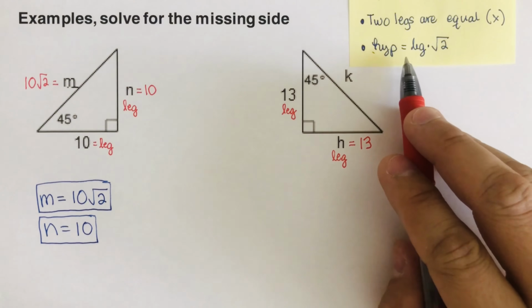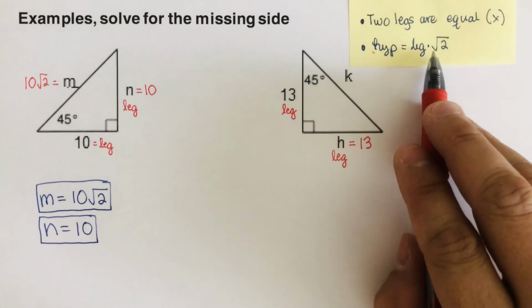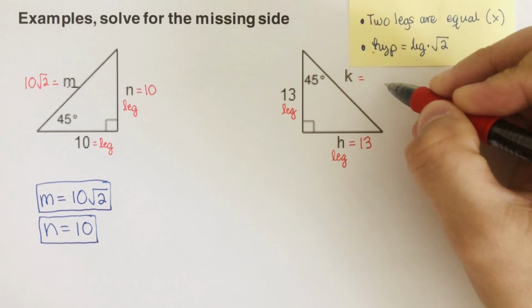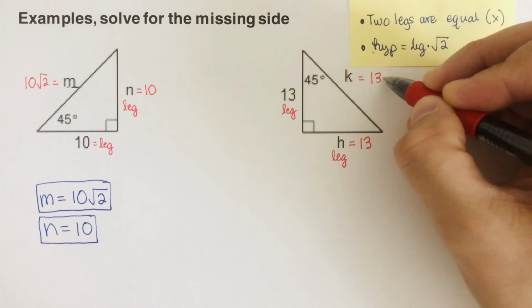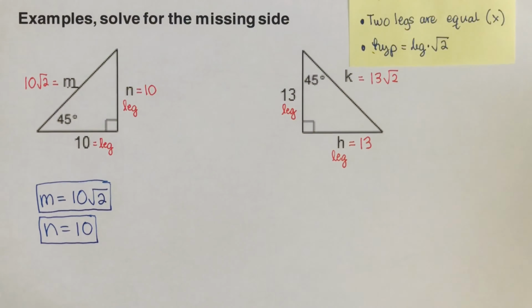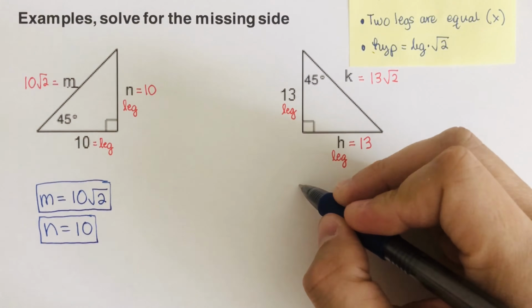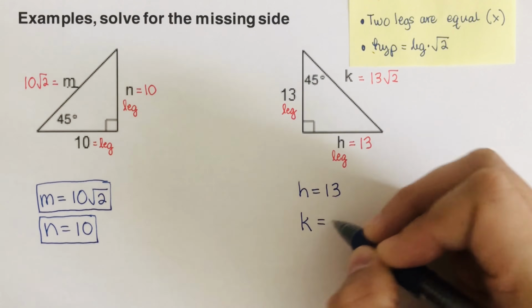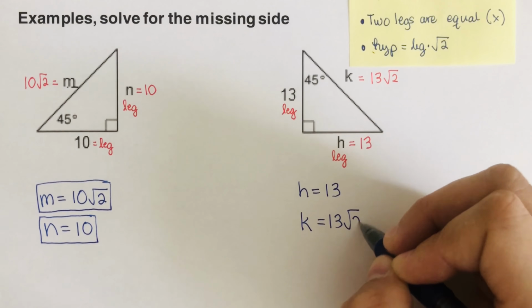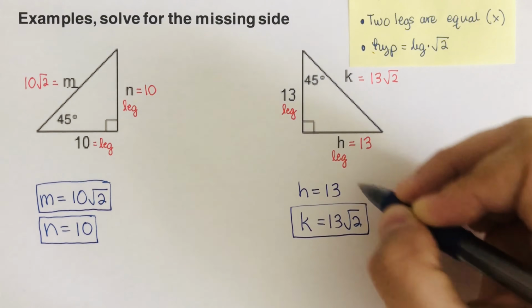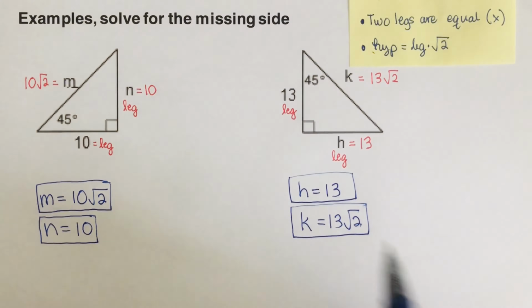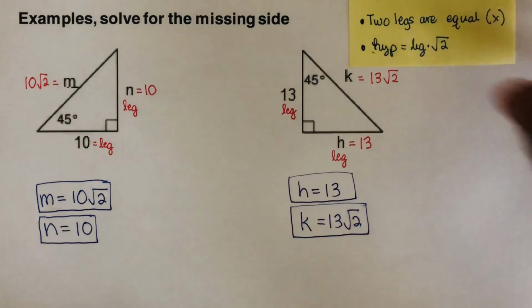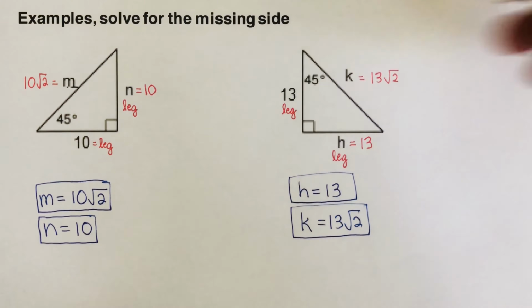The hypotenuse is whatever the leg is, multiplied by square root of 2. So the k here is 13 square root of 2. The two answers here are: h is 13 and k is 13 square root of 2. So these are the two answers up here. Did you get the same answer as this? Good. Perfect. Now let's move on to the next example right here.